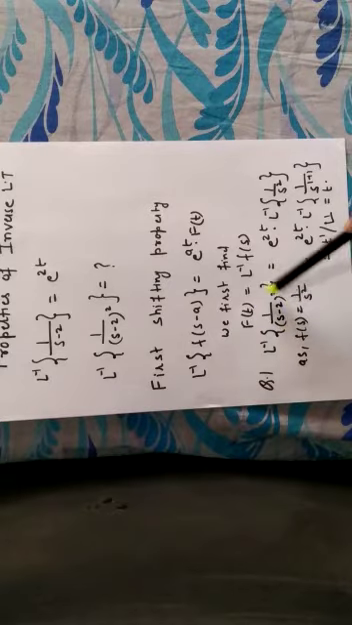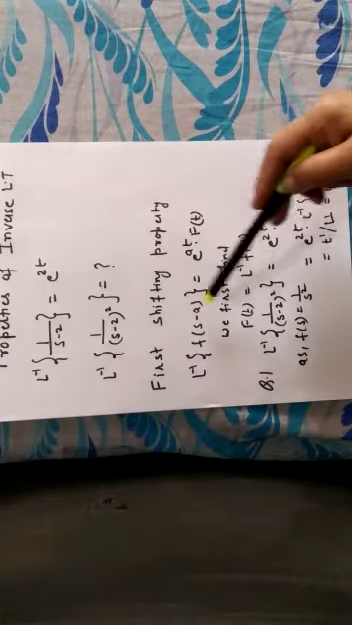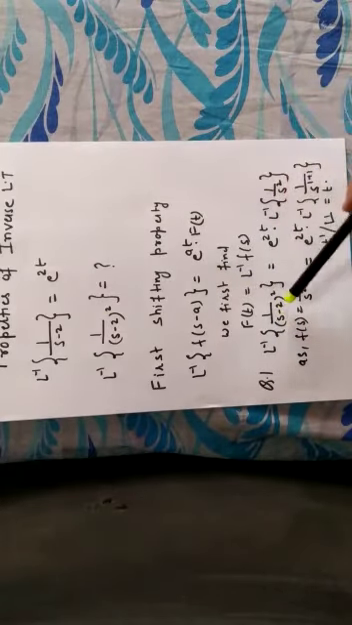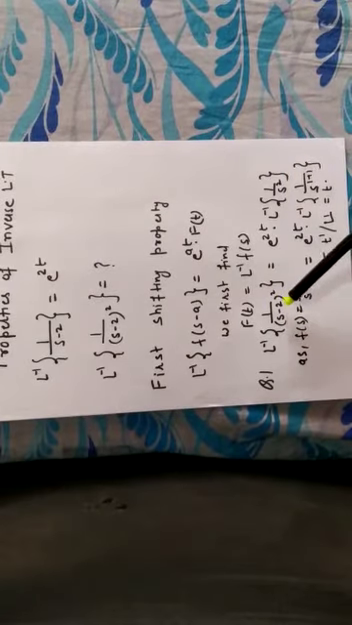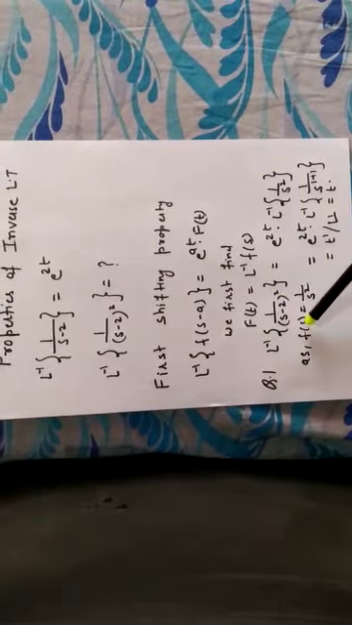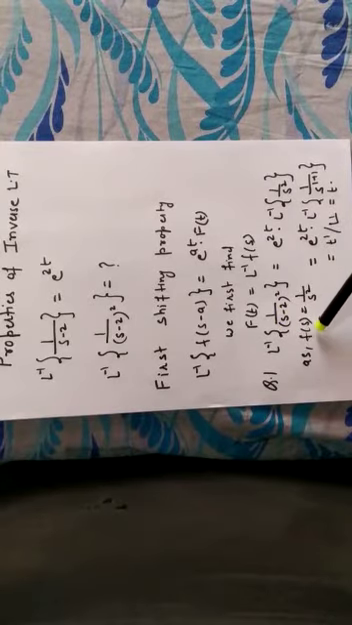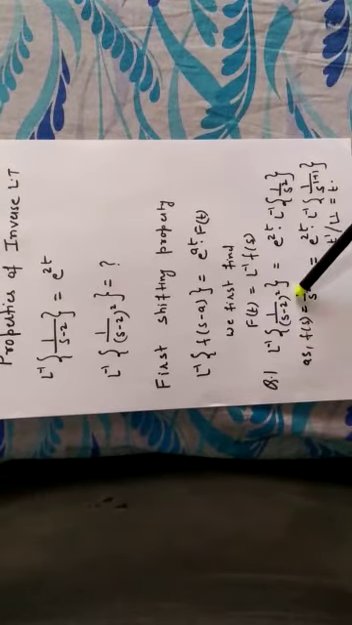Now we can easily see a is 2 here. If we compare this question with this property, we can easily see that a is 2 here. And also our f(s) function is, if we replace this s minus 2 by s, we can easily get f(s), which is simply 1 by s square.